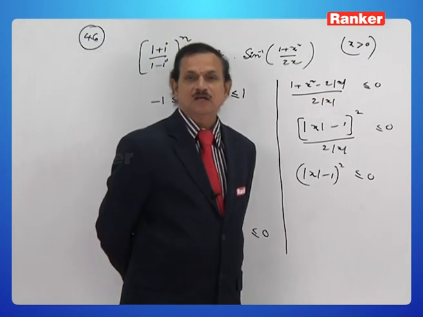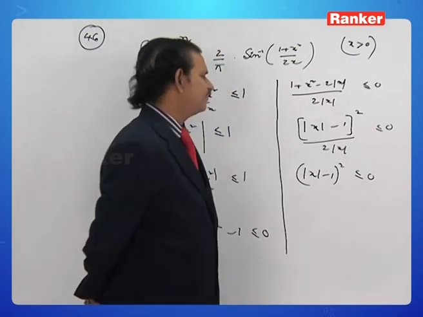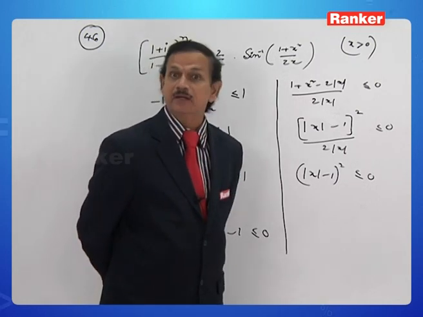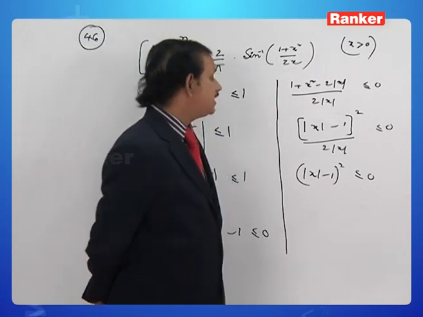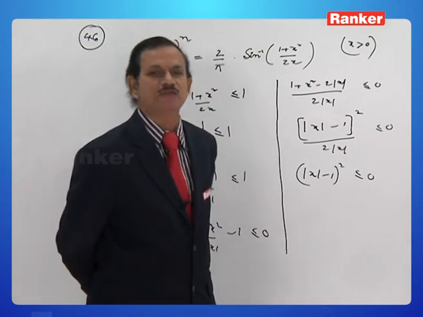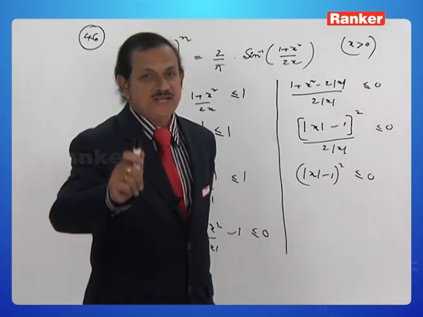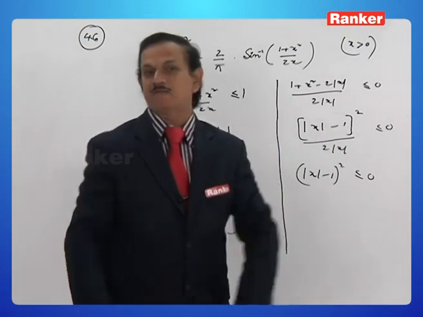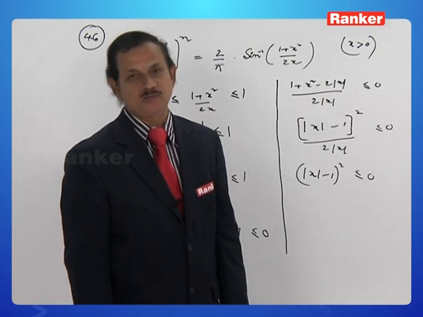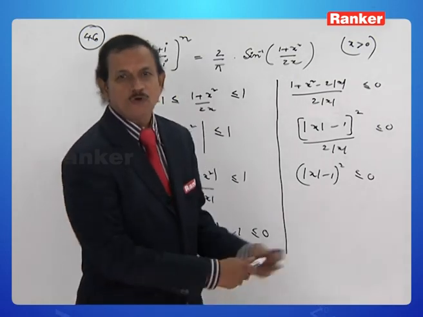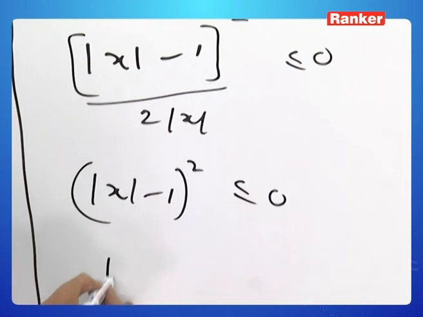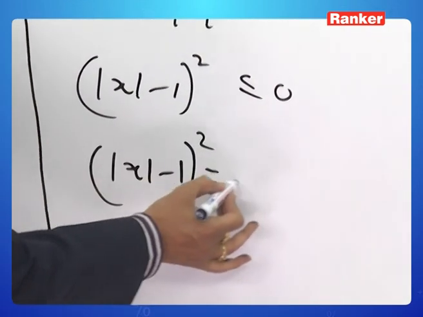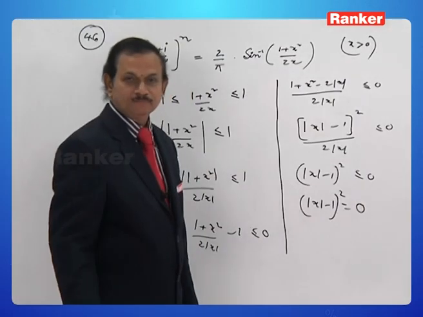Mod x is absolutely a real number. Minus 1, real number. Mod x minus 1 whole square is a non-negative real number. And he is saying that it is less than or equal to 0. Here, less than 0 is not possible. The square of a real number cannot be less than 0. It's not possible in the set of real numbers. Hence, what should happen? Mod x minus 1 whole square should be 0 only.